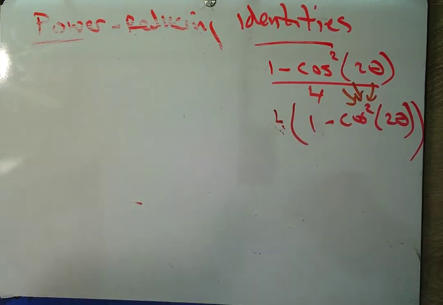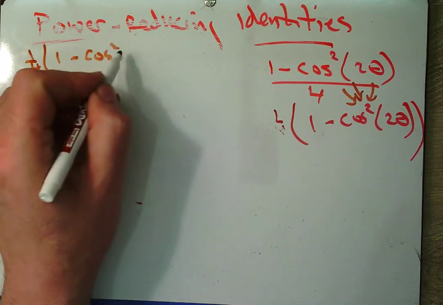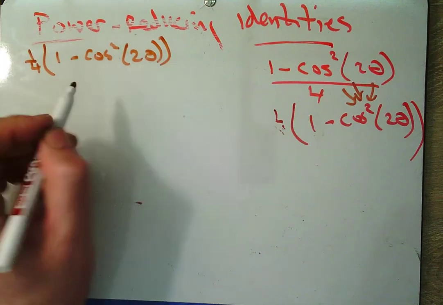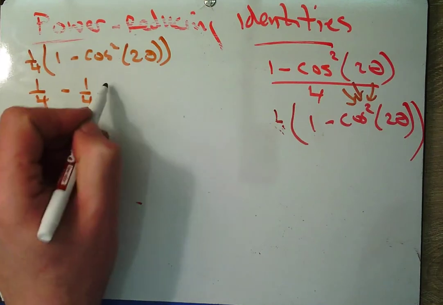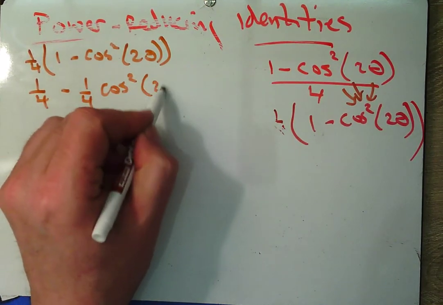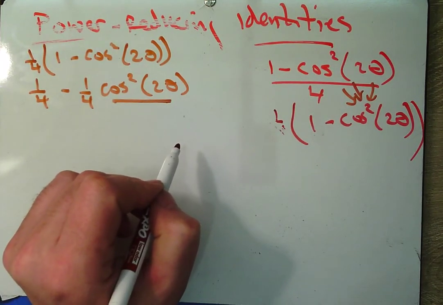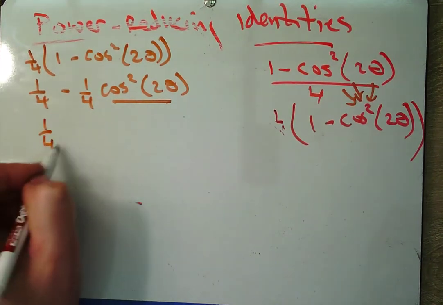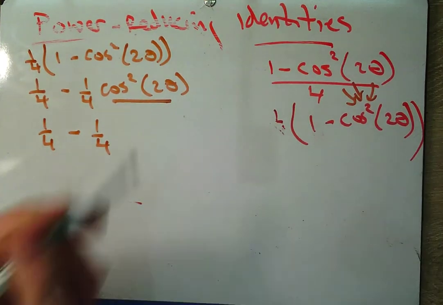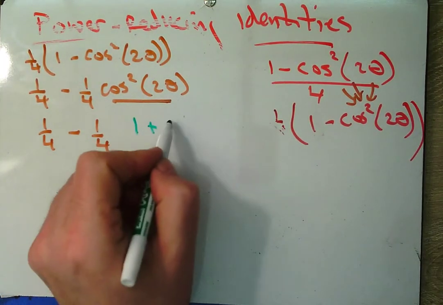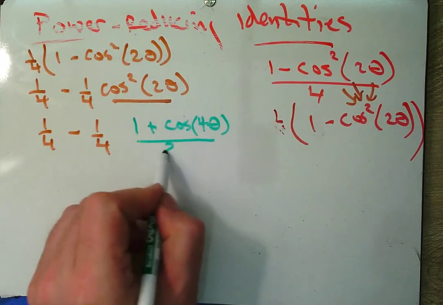We've now got 1/4 times 1 minus cosine squared 2 theta. And I'm going to do the distributing: 1/4 minus 1/4 cosine squared 2 theta. And what I'm saying is that now when I use this cosine power-reducing identity, what was that power-reducing identity again? Well, that was 1 plus cosine, the angle doubles, 4 theta over 2.